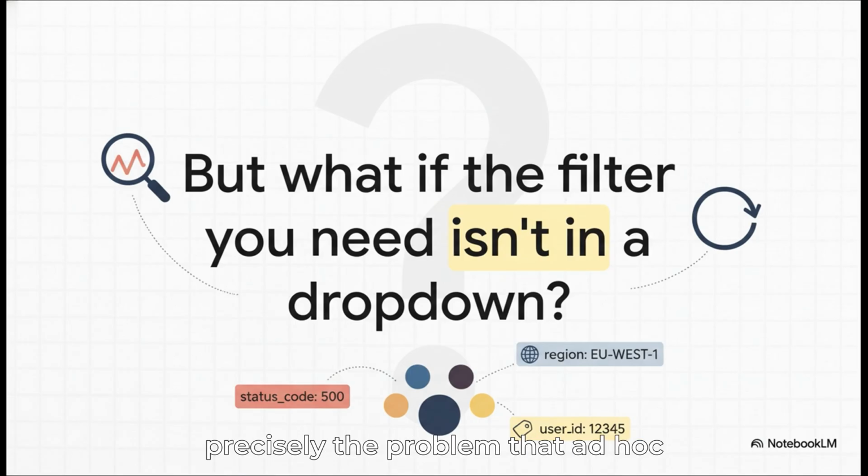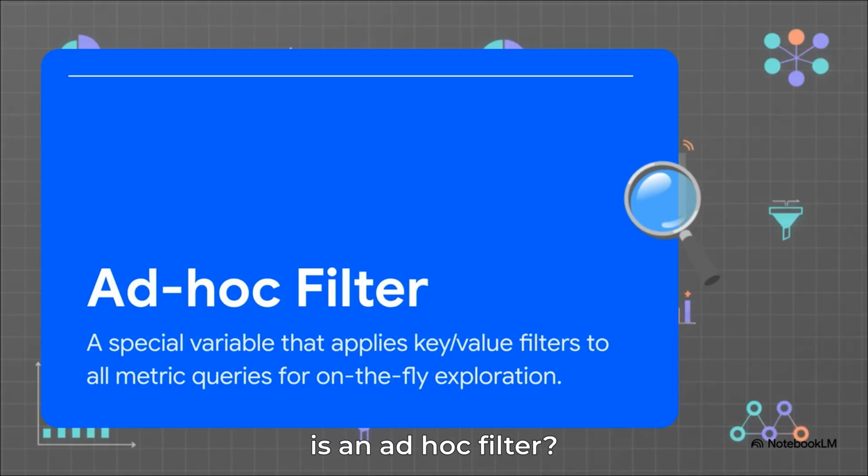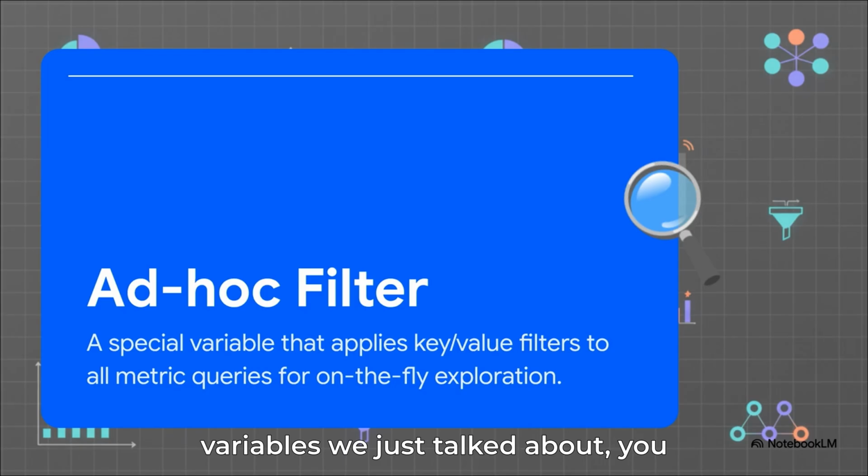This is precisely the problem that ad hoc filters were built to solve. So what is an ad hoc filter? Think of it like a special global variable. Now here's the key difference. Unlike the template variables we just talked about, you don't have to go and manually add it to every single query. You just enable it for your data source, and Grafana automatically applies the filter to every panel on that dashboard. It's made for pure, unplanned data exploration.